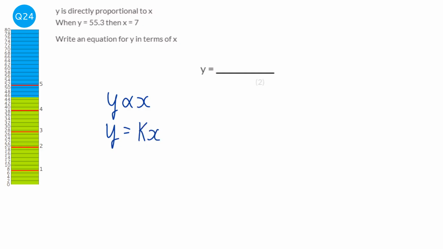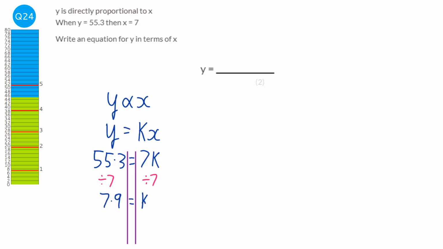Now to find out what that something is, to find out what that constant is, what we're going to do is feed in the value of y and the value of x that we have. So y is 55.3 and x is 7. So it would be 7k. And we're just going to put our solving lines in and solve this. So it's going to be divide by 7 both sides. And 55.3 divided by 7 is 7.9. And that's what k is. So we're going to rewrite this formula, y equals 7.9x. And that is actually our answer.